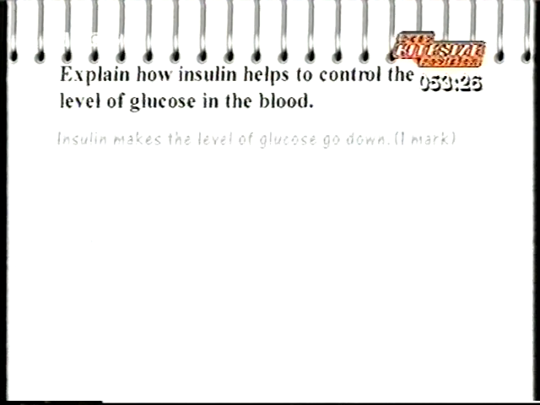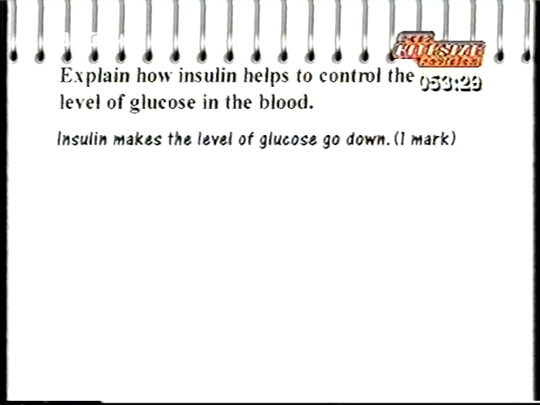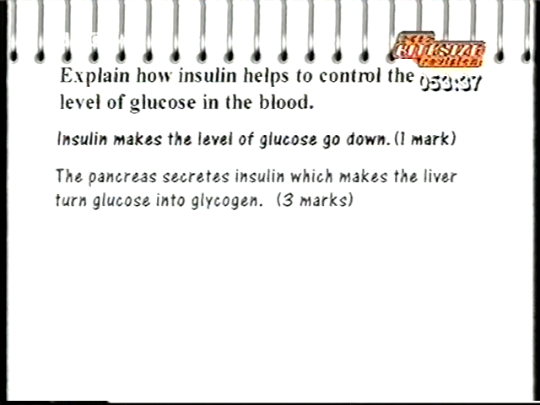How did you get on? A simple answer is that insulin makes the level of glucose go down, but that's only worth 1 mark because there's only one fact. The pancreas secretes insulin, which makes the liver turn glucose into glycogen, might get 3 marks as it makes 3 correct points: that the pancreas makes insulin, that insulin affects the liver, and that the liver turns glucose into glycogen.